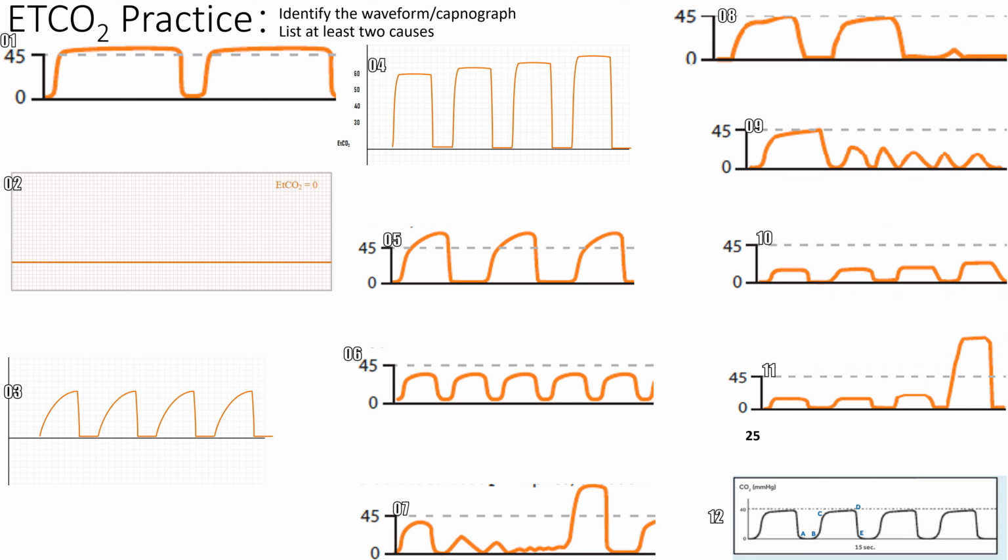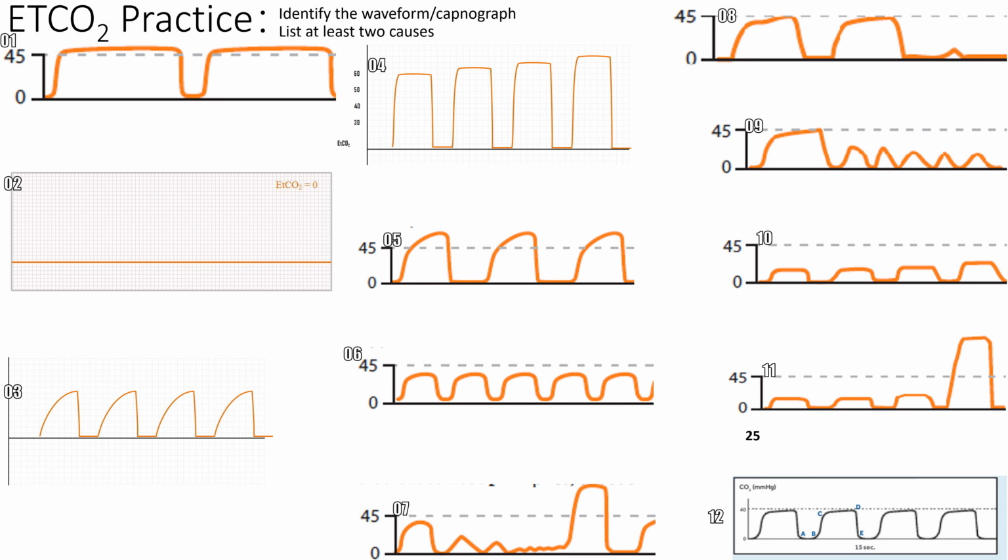All right, so let's do a quick practice, and then we'll be done. So we got end-tidal CO2s. How many end-tidal CO2s do we have? We'll split up and go over them, and then we'll be done. All right, so you're giving me the waveform, what's going on, if it's a weird waveform, and you're giving me at least 2 causes of why that waveform is the way it is.